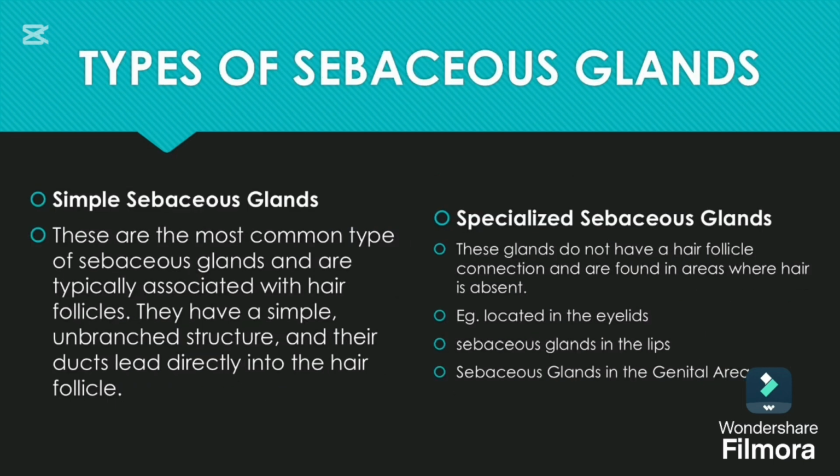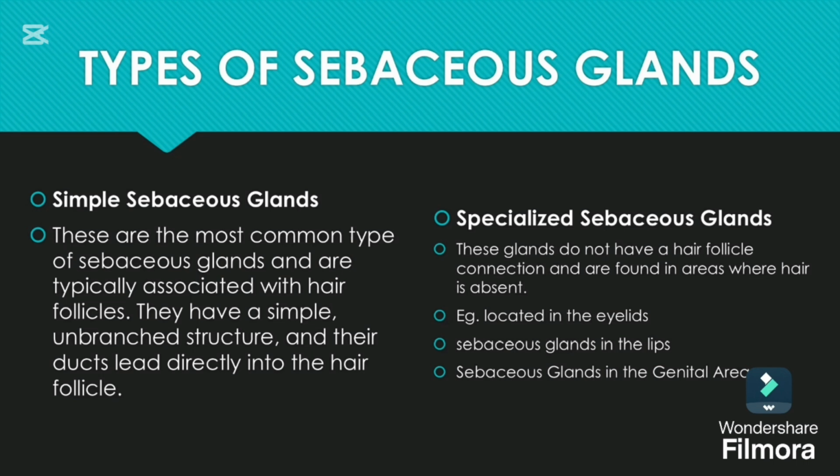So let's look at the different types of sebaceous gland based on where they can be found. If we look at the different locations of sebaceous gland, we have the simple sebaceous glands and we have the specialized sebaceous glands. The simple sebaceous glands are those that are in relation with the hair follicles. What does it mean? This means that these kinds of sebaceous glands are found where there is presence of hairs. But the specialized sebaceous glands are glands that are found where there are no hairs.